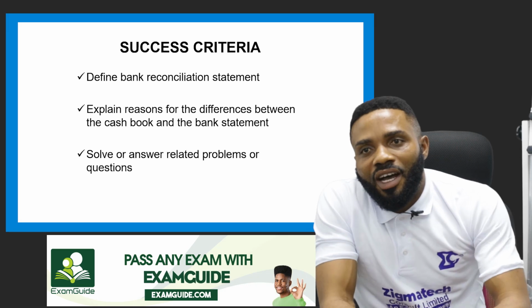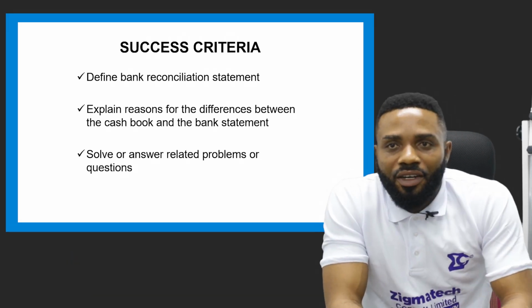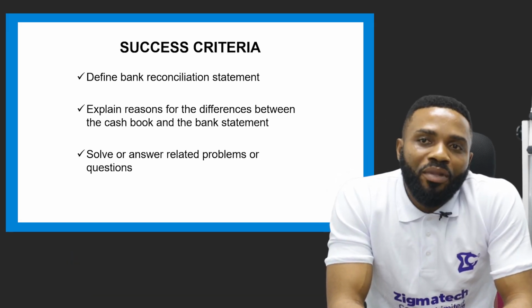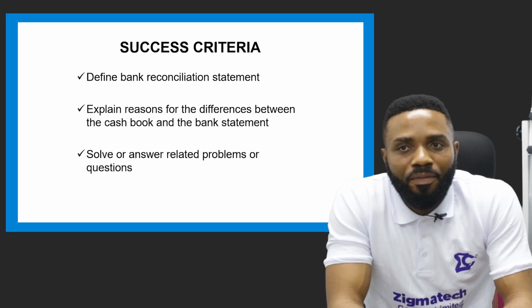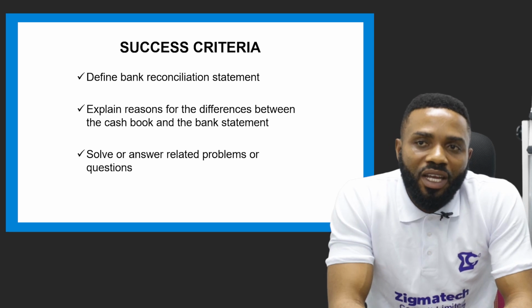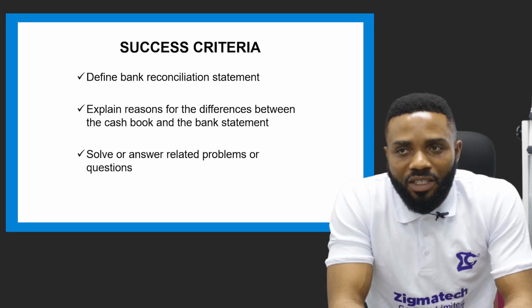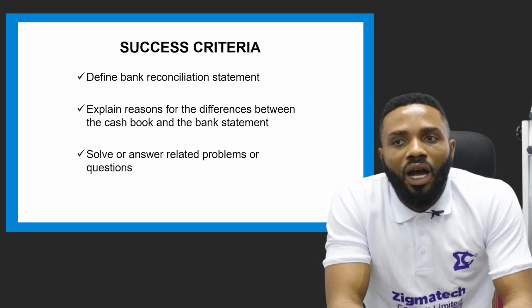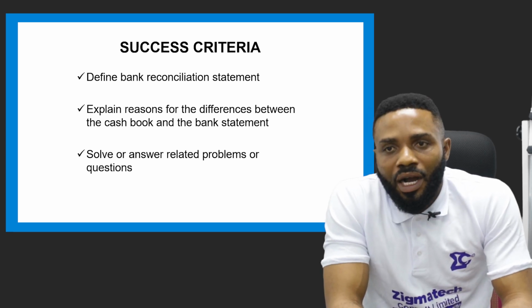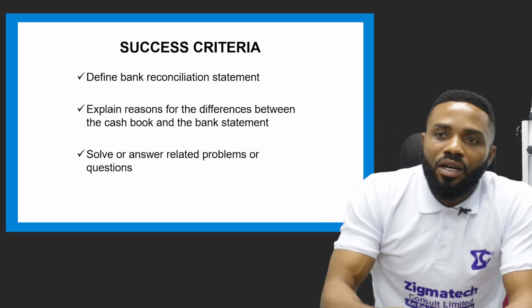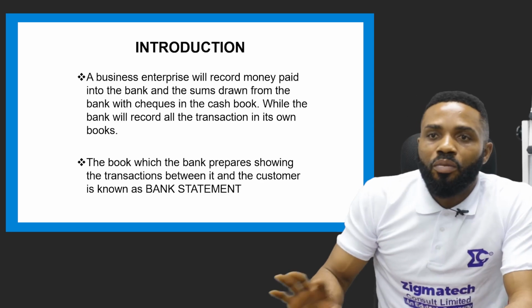And then as our success criteria, number one, our ability to define a bank reconciliation statement, our ability to explain reasons for the differences between the cash book and the bank statement, and our ability to solve or answer related questions or problems.